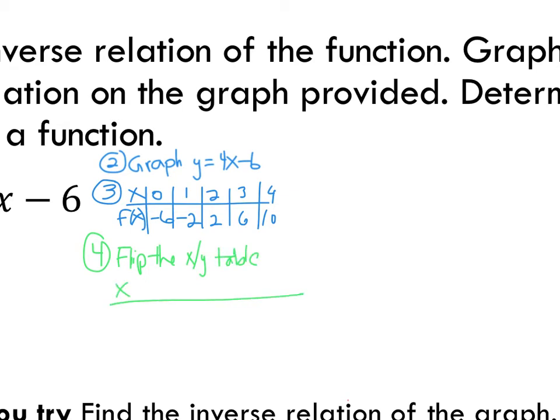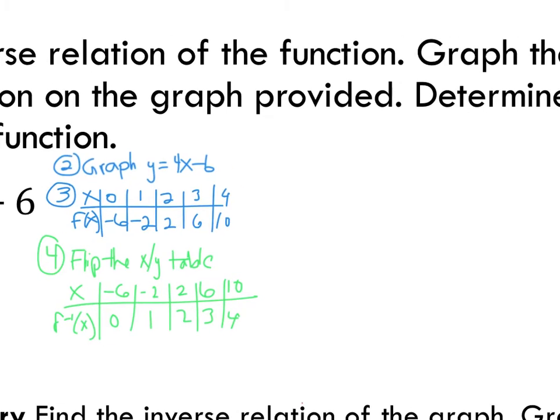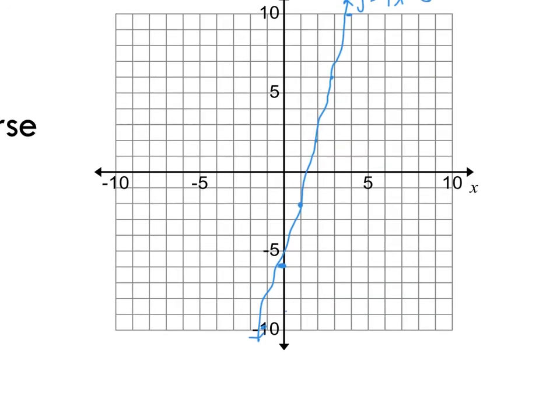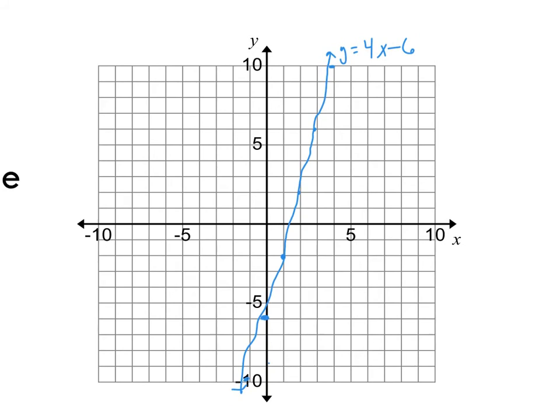Okay, so if we notice, we'll have negative 6, 0. We'll have negative 2, 1. We will have 2, 2. We'll have 6, 3. And we'll have 10, 4. So what we'll do now is we'll actually graph those ordered pairs and then draw our inverse.